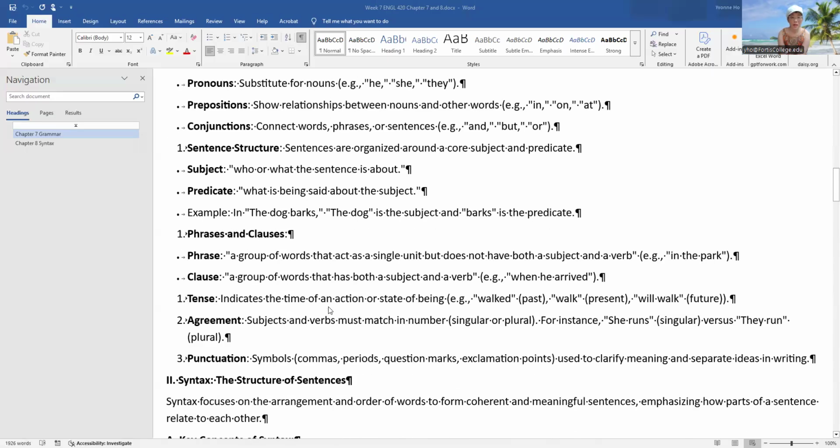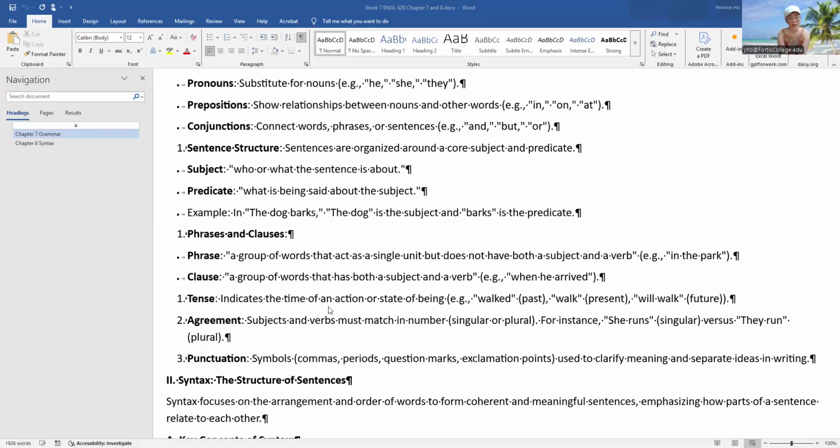Subject, who or what the sentence is about. Predicate, what is being said about the subject. Example, the dog barks. The dog is the subject, barks is the predicate. Or Professor H is the subject, is lecturing is the predicate.